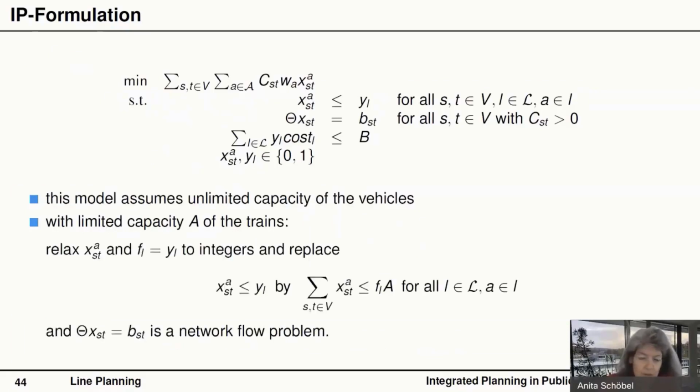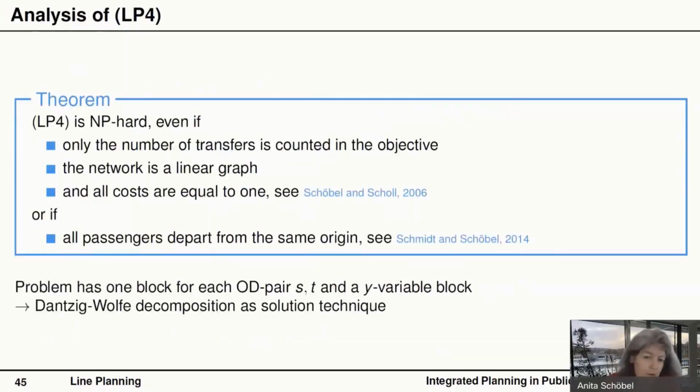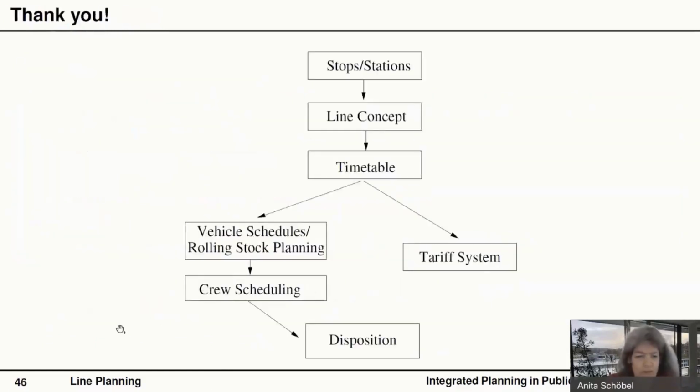So this can also be done if you want to use frequencies instead of just saying a line is used or not. And it is also NP-hard and can often be solved by Dantzig-Wolfe decomposition. That's what I wanted to say here. In principle, you can just take as a take-home message: whenever you include the OD pairs and the passengers, the model gets more complicated and more difficult to solve.